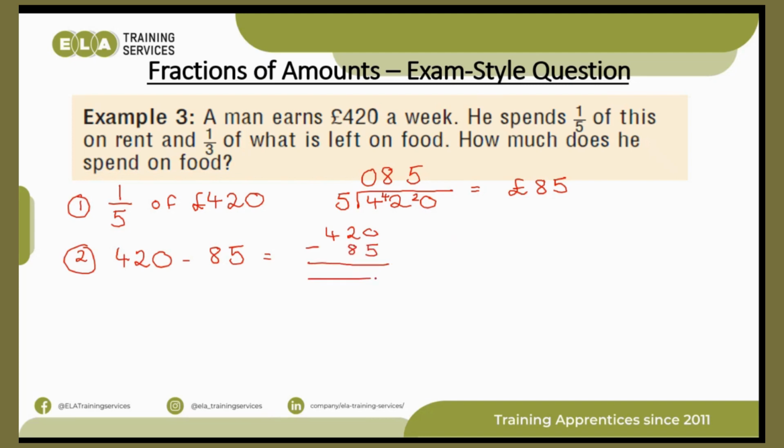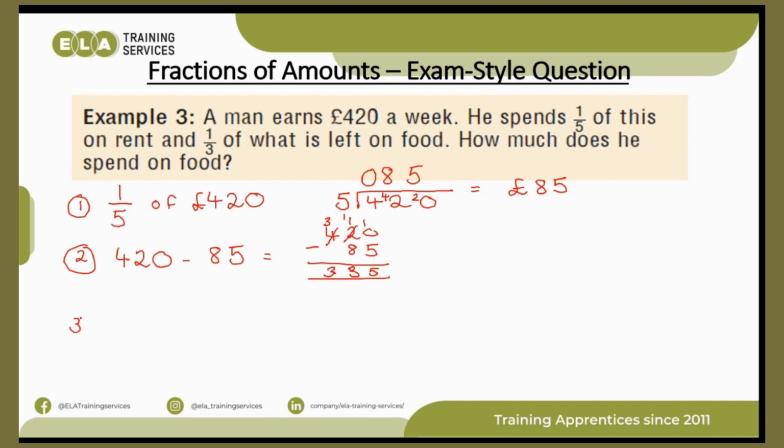So 0 take away 5 we cannot do, so we have to borrow. 10 take away 5 is 5. 1 take away 8 we can't do, so we have to borrow. 11 take away 8 is 3. And 3 take away 0 is 3. So we have 335. So then he spends 1/3 of what is left on food.